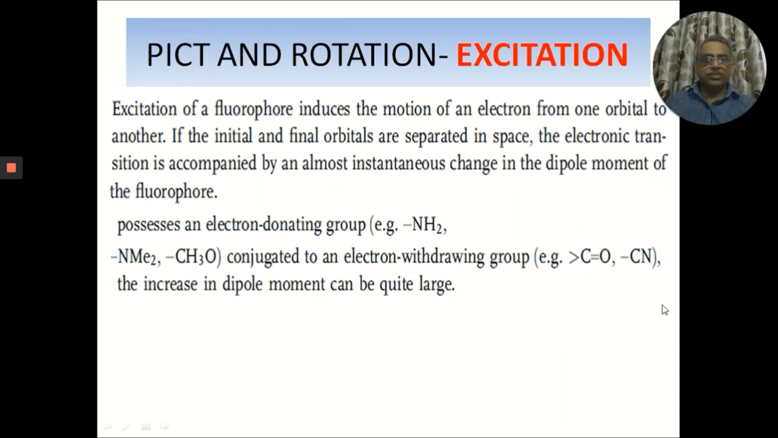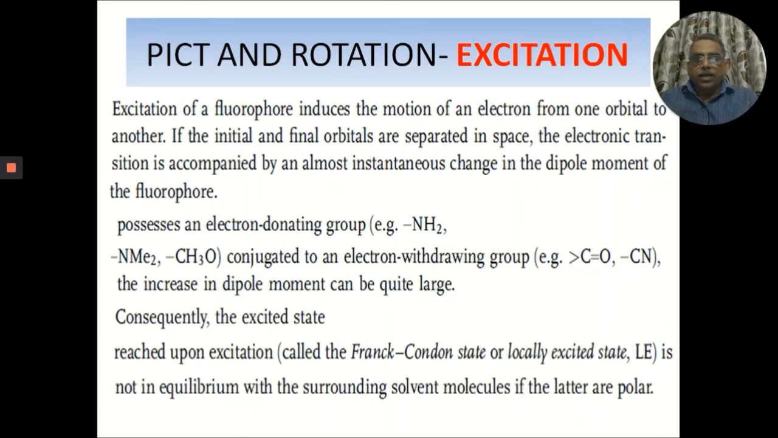Now you can see a large increase in the dipole moment of the molecule. So you have a donor group and an acceptor group. When you give light to the molecule, you have a good charge separation. The dipole moment is higher, and consequently the excited state reached by electronic excitation is called a locally excited state, otherwise called a Franck-Condon state. It is not in equilibrium with its solvent.